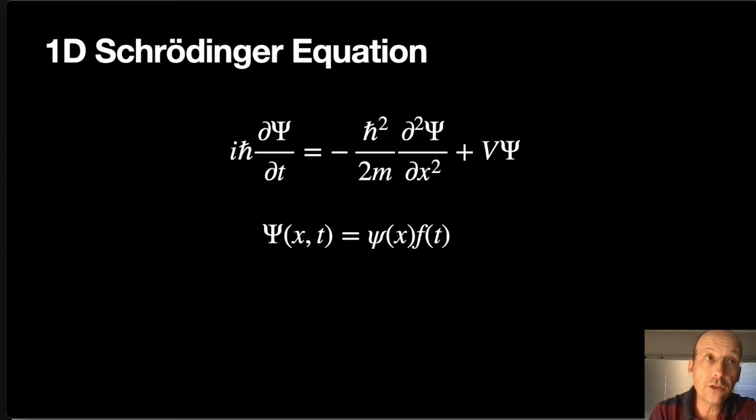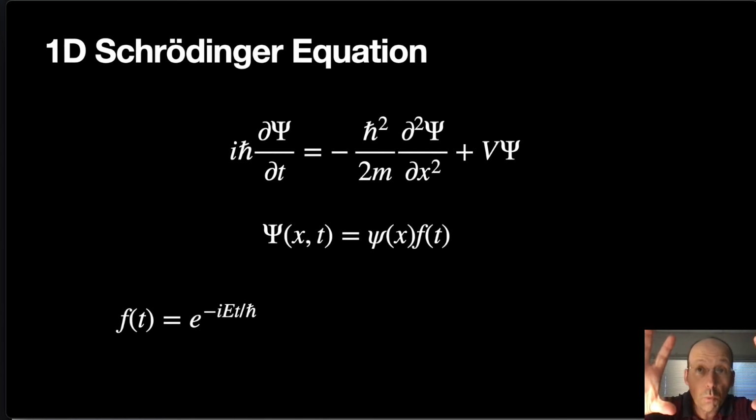Okay. If I do that, I'm going to skip a lot of the steps. If I do that, you can show that part of the equation only depends on time, and the other side of the equation only depends on space. And the only way that that's true, if you have a space part equal to a time part, is if they both have to be equal to a constant. We call that constant E.